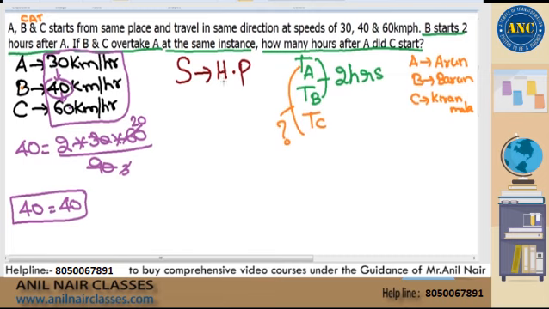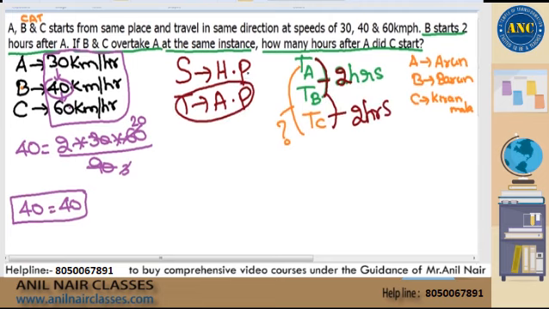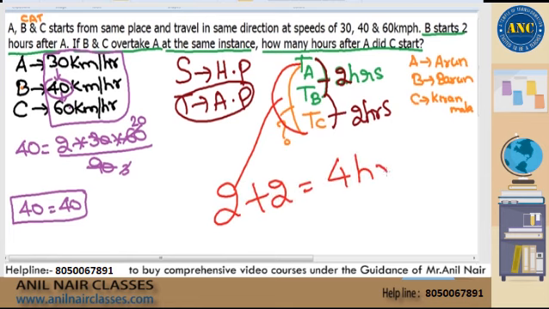If the speeds are in harmonic progression, time periods will definitely be in arithmetic progression. Arithmetic progression means the common difference between consecutive terms is the same. So if the time gap between A and B is 2 hours, the time gap between B and C should also be 2 hours. But they are asking for the time gap between A and C, which is nothing but 2 plus 2 hours. What should be the answer? The answer is 4 hours. I hope it is clear, sir.